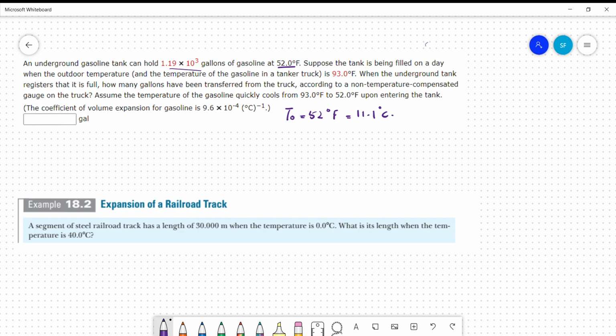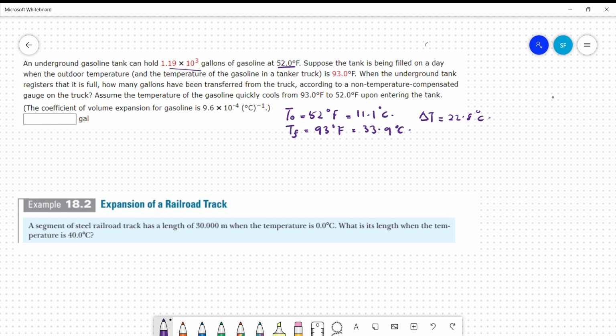Now the tank is being filled when the temperature is 93 degree Fahrenheit. So 93 degree Fahrenheit, we convert, again using the calculator. So you have 33.9 degree Celsius. From here we can find the change of the temperature, that is equal to T final minus the initial. So here I get 22.8 degree Celsius.